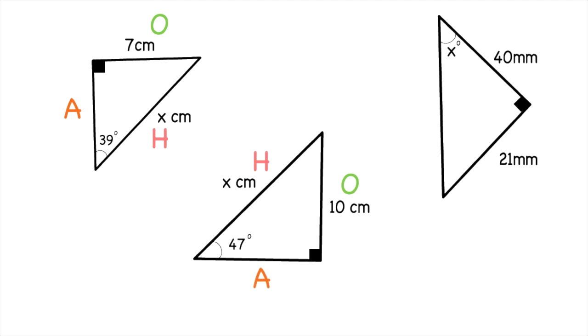Then, lastly, I'm going to label my longest side H, opposite the X degrees is my opposite, and the remaining is A. It's really important to get this right before you start trying to use SOH CAH TOA, so if you didn't get this quite right, give it another go and see if you can spot your mistakes.